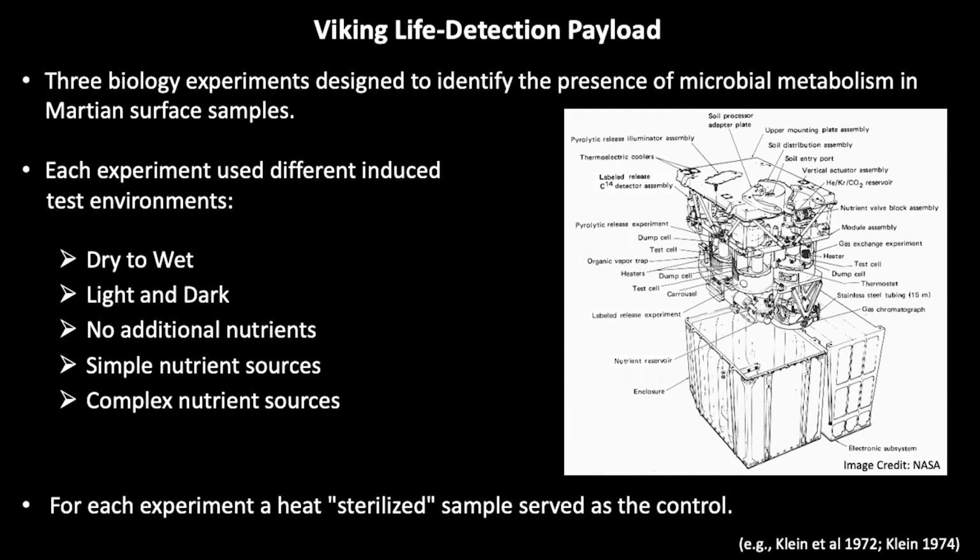The Viking Life-Detection Payload ultimately developed into 3 biology experiments designed to identify the presence of microbial metabolism in Martian surface samples. Each experiment used different induced test environments, which included dry to wet, light and dark, no additional nutrients, the addition of simple nutrients, or the addition of complex nutrients. For each experiment, a heat-sterilized sample served as the control.